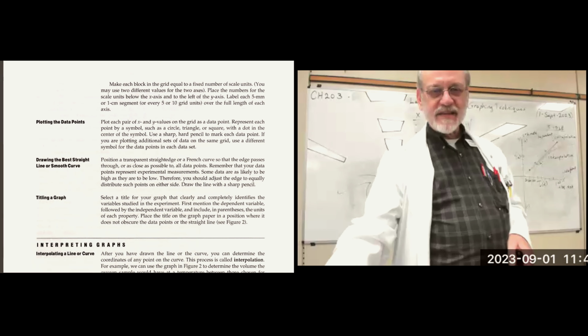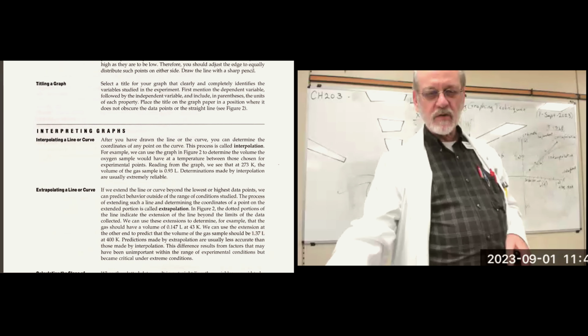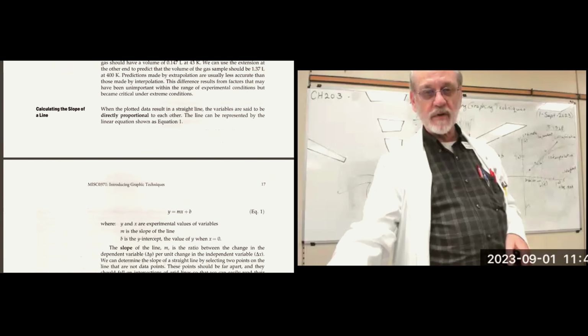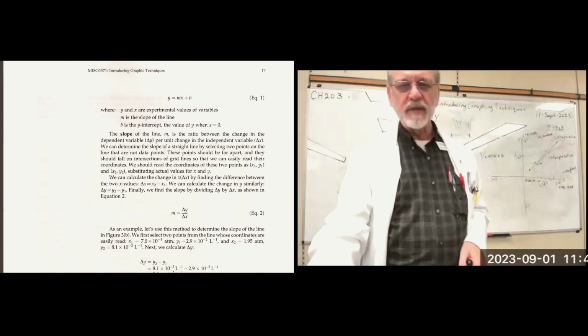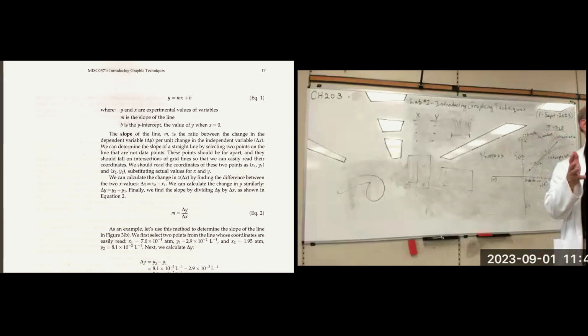Okay, let's see. We've done that. Interpolating a line, we've done that. Extrapolating, interpolating, calculating the slope. Remember how to calculate the slope of a line? We're sticking with straight lines now. What's the slope of a straight line? Rise over run, exactly right.